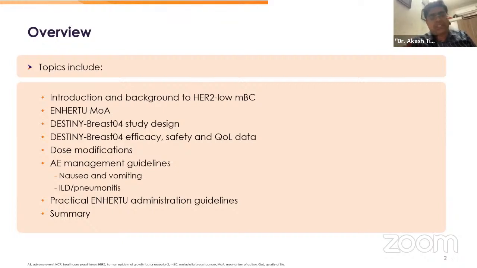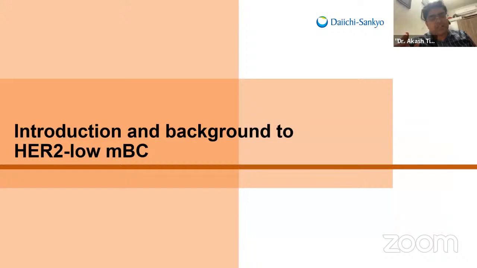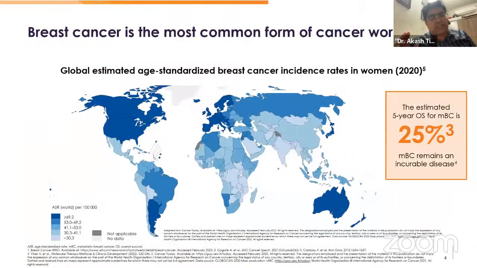So what we'll do essentially is look at the background of these HER2 low metastatic breast cancers, the burden, the DESTINY-Breast04 data, and a few case presentations that we have. We know that currently the 5-year OS of metastatic breast cancer is 25%, and it continues to remain an incurable disease.